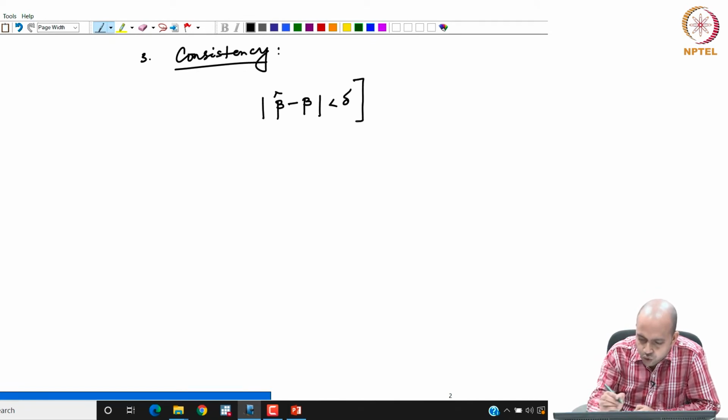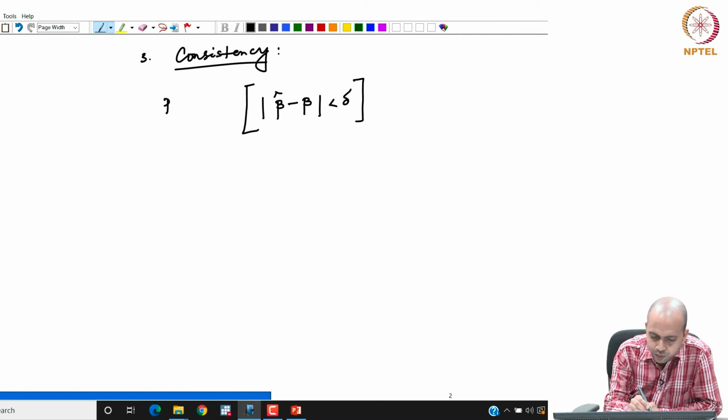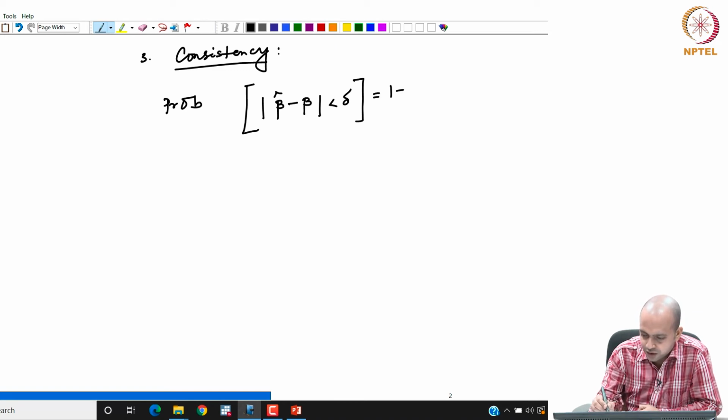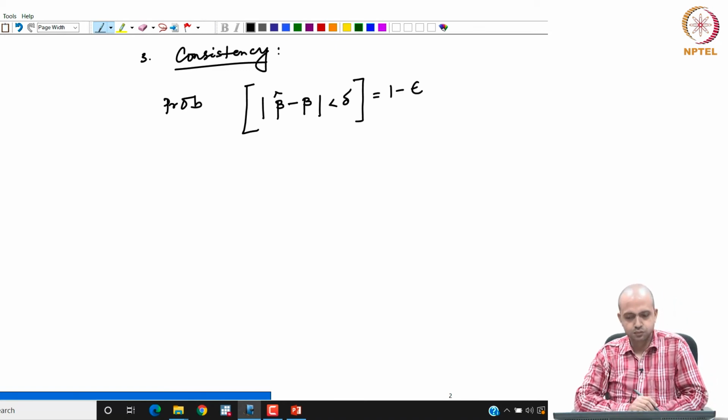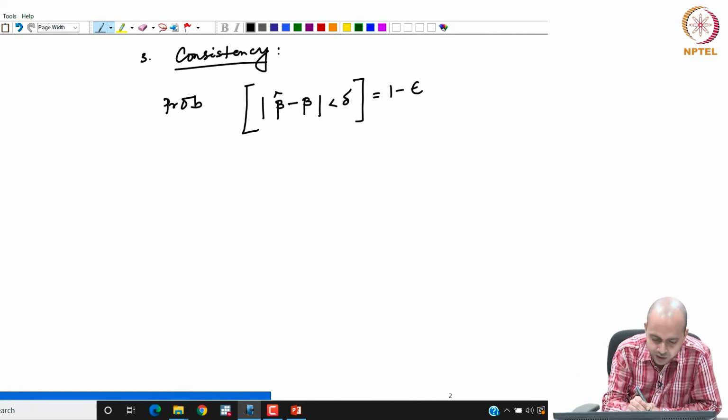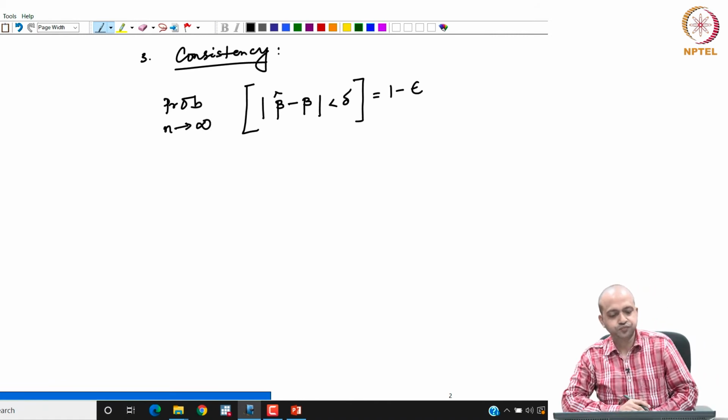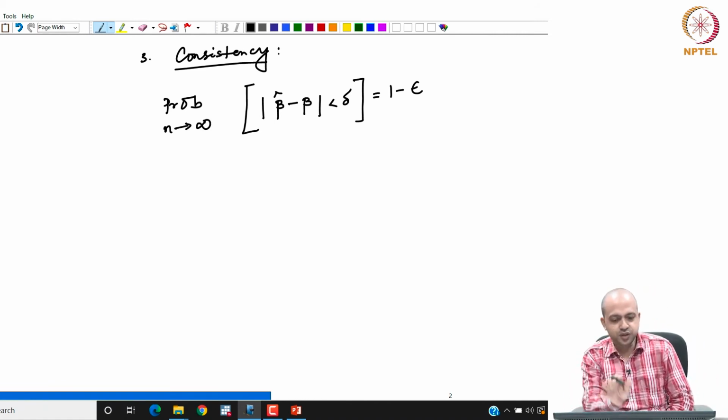So, that means beta hat is very close to the true population parameter beta. And what is the probability of getting such beta hat? Probability of getting such beta hat equals 1 minus epsilon, where epsilon again is a very small quantity, smaller than what you can actually imagine, when your sample size tends to infinity. So, this is the consistency property.